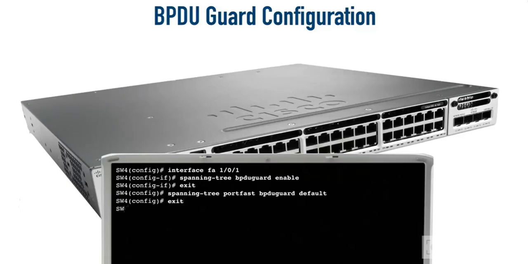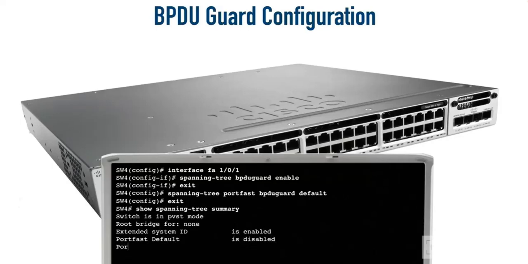And if we want to see if BPDU Guard has been globally enabled on a switch, we can give the command show spanning-tree summary, and if we see in the output that PortFast BPDU Guard default is enabled, we know that we have turned on the BPDU Guard feature for all PortFast ports.